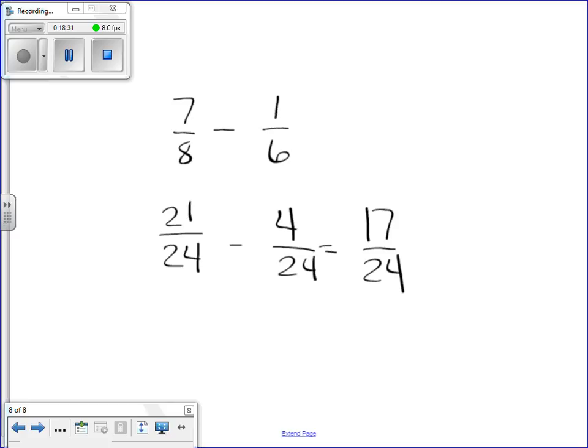And that cannot be simplified because 17 is a prime number. The only thing that can go into 17 is 17. Well, yeah. I mean, I really don't even bother saying 1 because the only thing that 1 can do is make the numbers stay the same. There's no point.